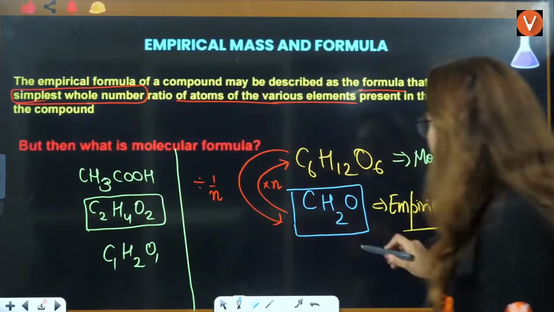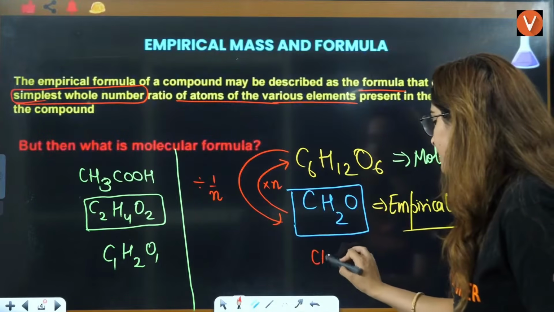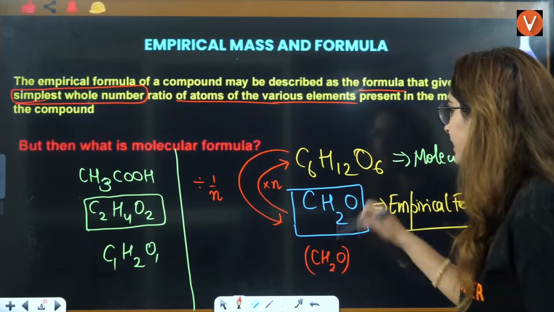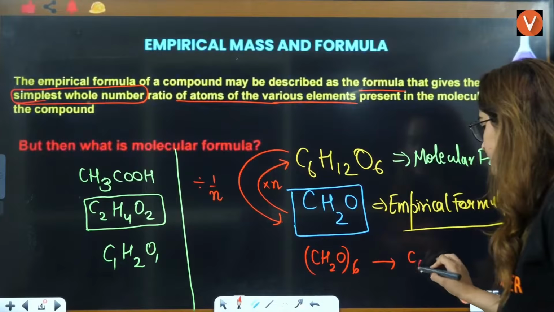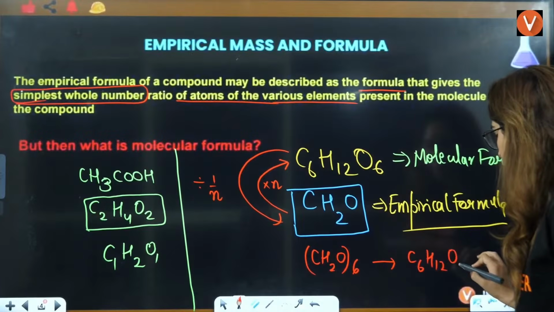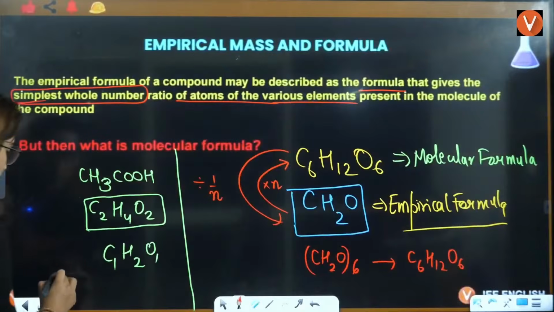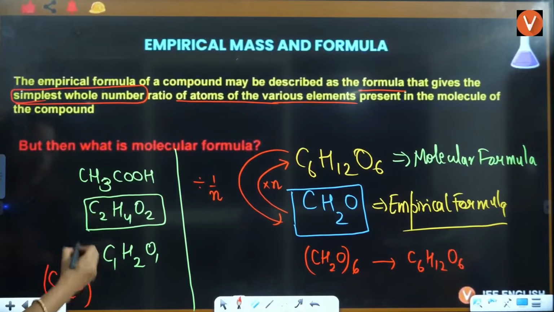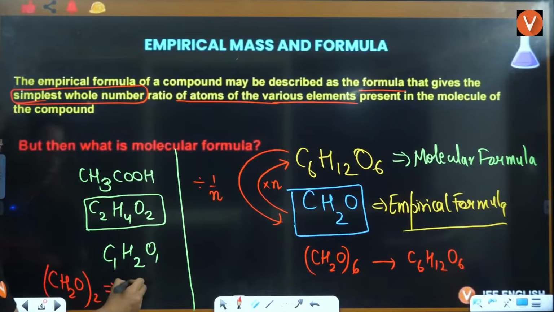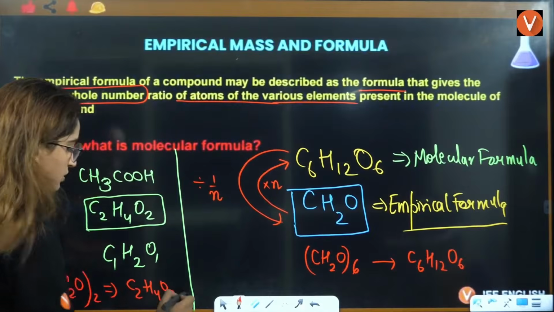Similarly here it was CH2O, and here the multiplication factor is 6, so the answer will be C6H12O6. Here it is CH2O, and the multiplication factor is 2, right? Now this is C2H4O2.